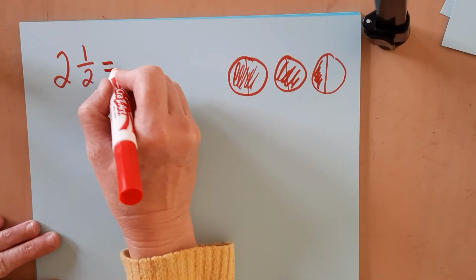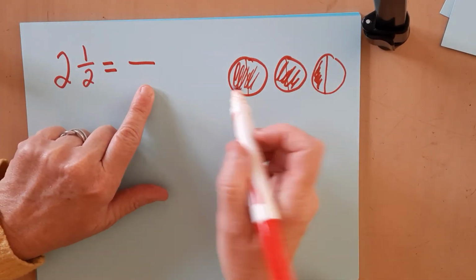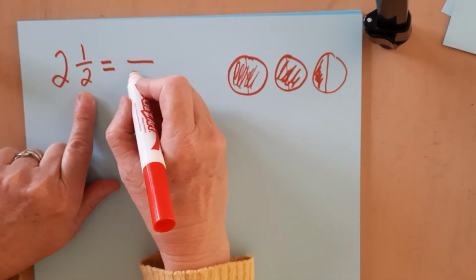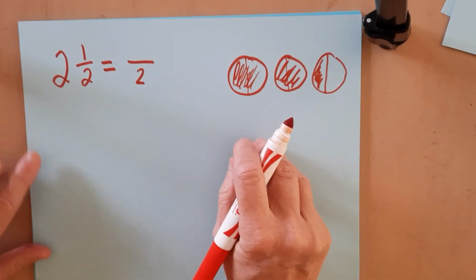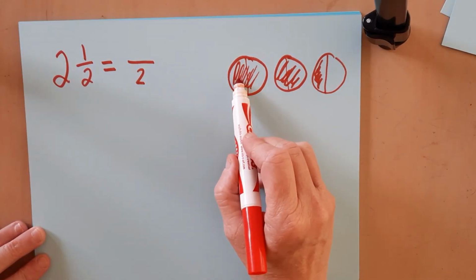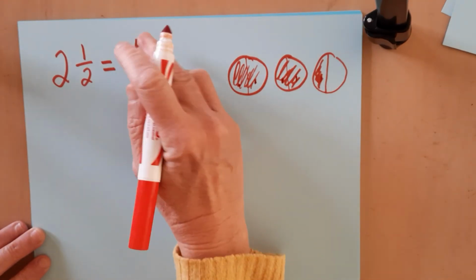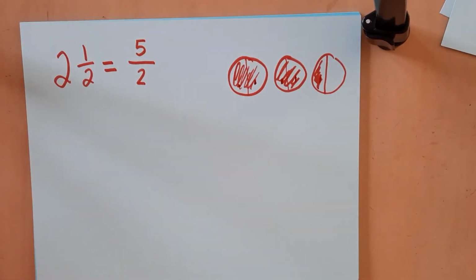But we want to change it into an improper fraction. We want the numerator to be larger than the denominator. We know that the denominator is going to be halves. But how many halves are in 2 and 1/2? Let's count them. 1, 2, 3, 4, 5. There are 5 halves in 2 and 1/2.